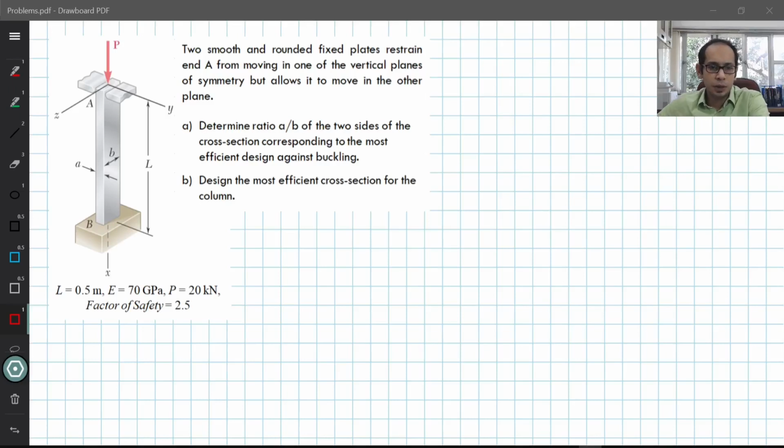Now see this problem example that you have in your figure, that you have a column over here, but the support conditions about both the directions are different. So what the problem says is that you have two smooth and rounded fixed plates that restrain the end A from moving in one of the vertical planes of symmetry but allow it to move in the other plane.